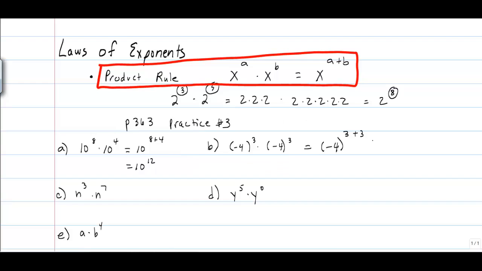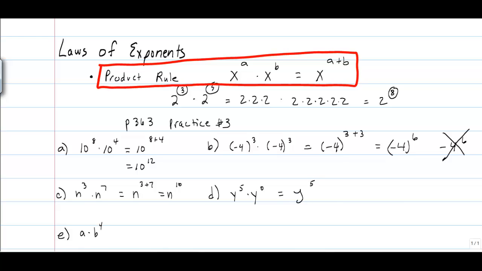We're still going to go ahead and add the exponents, and I'm going to get negative 4 to the 6th power. Again, be very careful to include the parentheses, because if you wrote this, it would be a wrong answer. Alright, question C is just trying to show that it doesn't matter if I have a number or a variable, it still works the same. We still have the same rule.